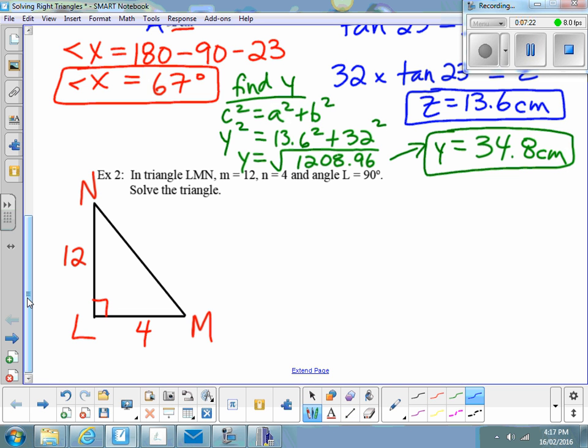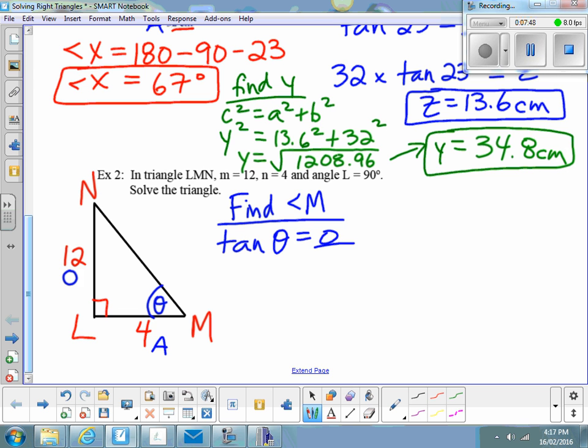So, first thing we're going to do in this case is I'm going to find angle, whoops, my angle sign backwards here. So I'm going to find angle M. So if this is the angle that I'm working with, the 12 side is opposite, the 4 is adjacent, so I'm going to use tan again. So it's going to be tan theta. This time I don't know the angle, but I'm going to get 12 over 4 as my fraction.